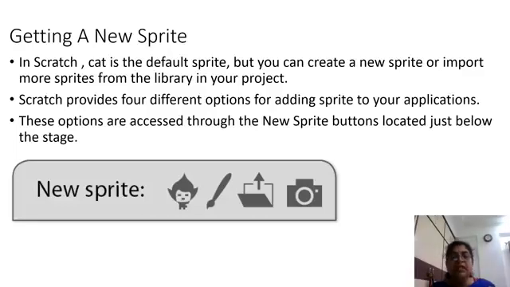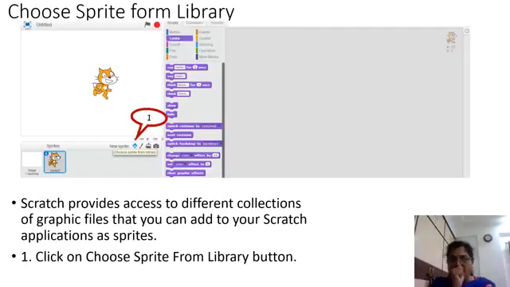See here, we will see it properly where it is shown. Okay, now here in the Scratch screen, see below the stage, it shows new sprites. Here choose the option, choose a sprite from the library. Meaning it already has some pictures inside it, that is a library. Scratch provides access to different collections of graphic files that you can add to your Scratch applications as sprites.